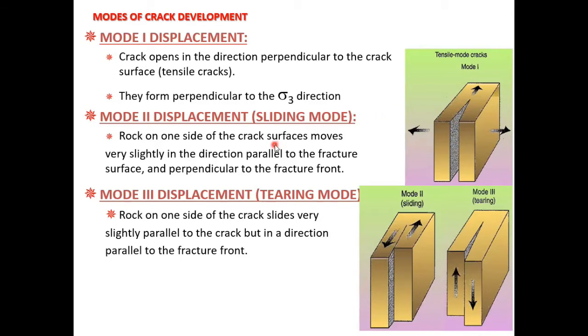And mode 2 displacement, it's the sliding mode. Rock on one side of the crack surfaces moves very slightly in the direction parallel to the fracture surface. In this case, some offset or displacement will form during the deformation.